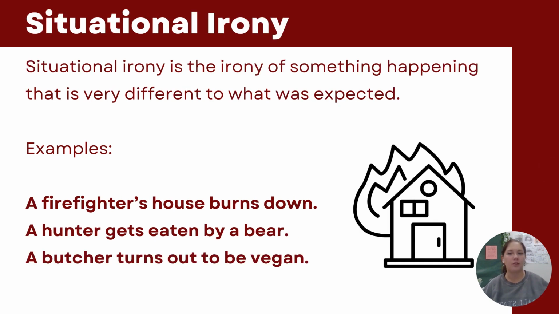And then situational irony is the irony of something happening that is different to what was expected. So some examples: a firefighter's house burns down. Firefighters put out fires on houses and buildings. And so for a firefighter's house to burn down, it's pretty ironic because the firefighter usually puts out fire.